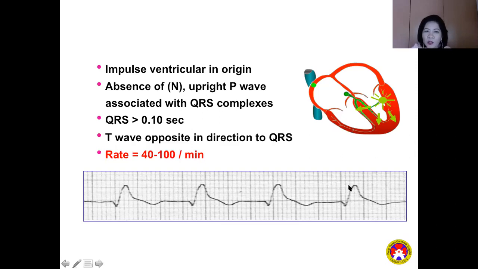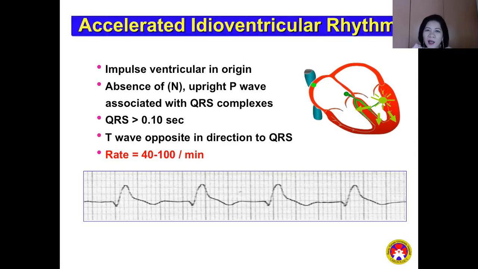And we know that the His Purkinje can fire at 20 to 40 per minute. So this is faster than the usual firing rate. So we call it accelerated idioventricular rhythm.